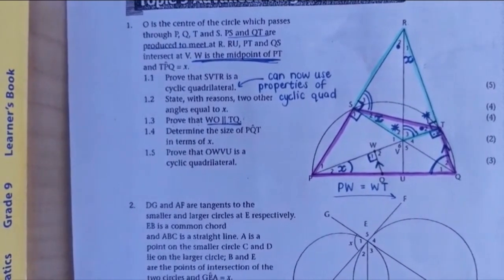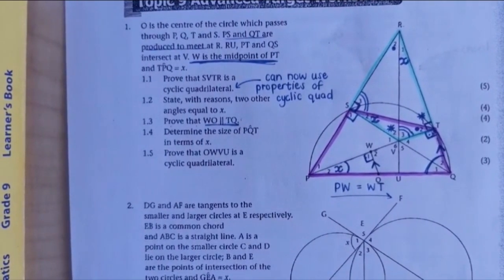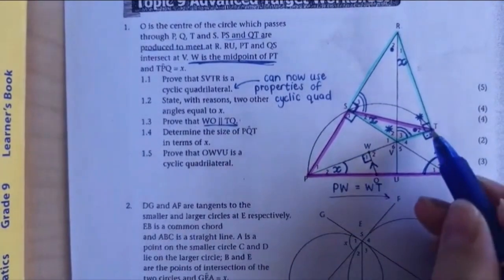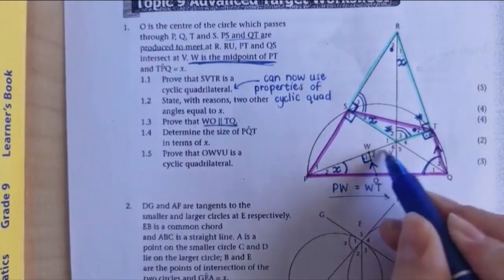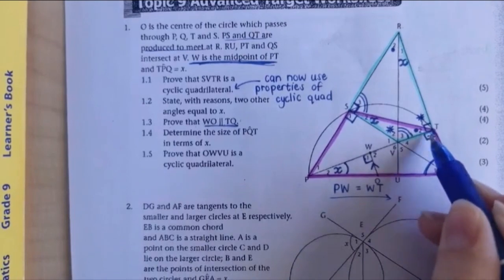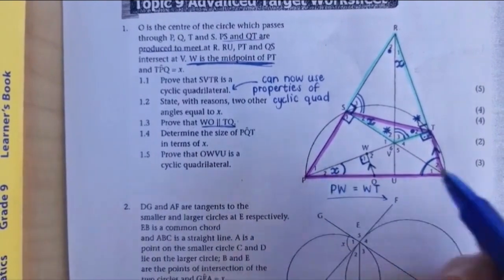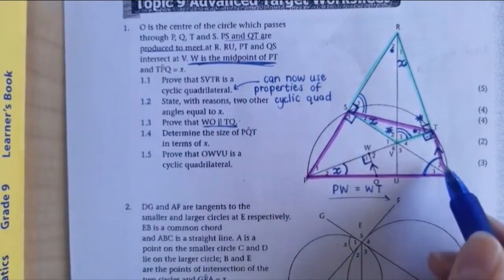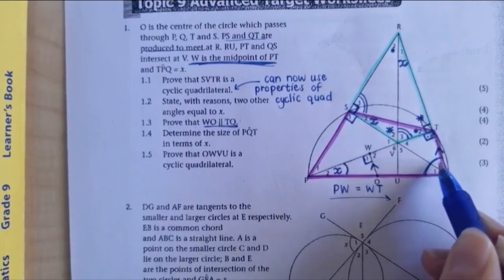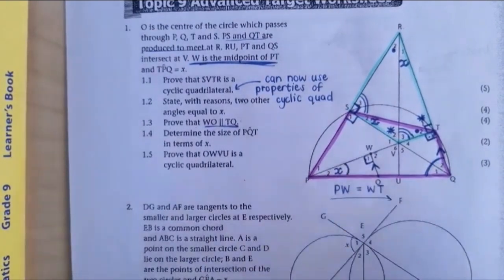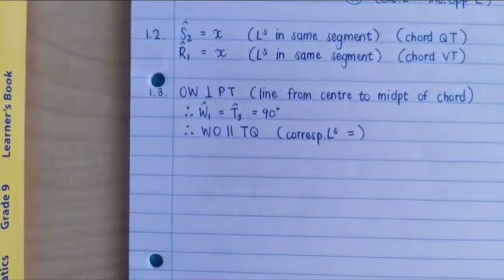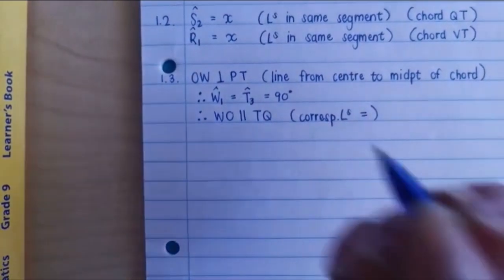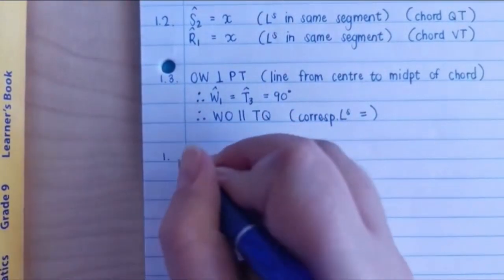Let's see quickly. We need to find PQT in terms of x. Now, guys, let's look at this triangle here. We have a right angle triangle there. T3 is 90. P2 is x. So PQT is going to be 180 minus 90 minus x. Yes, so that does simplify to 90 minus x. That is correct. I see the correct answer in the comment box.